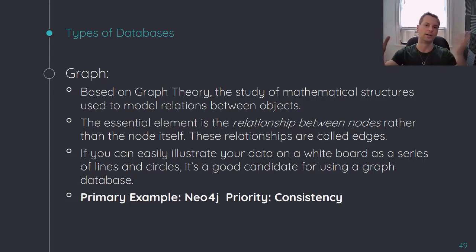So imagine you are describing a family tree or some system with relationships to one another on a whiteboard, and you're drawing circles with lines connecting things. If you can represent your data in this way, it is a candidate for a graph database because that is exactly the way graph databases structure their data. The primary example we're going to be discussing is Neo4j, and it prioritizes consistency.